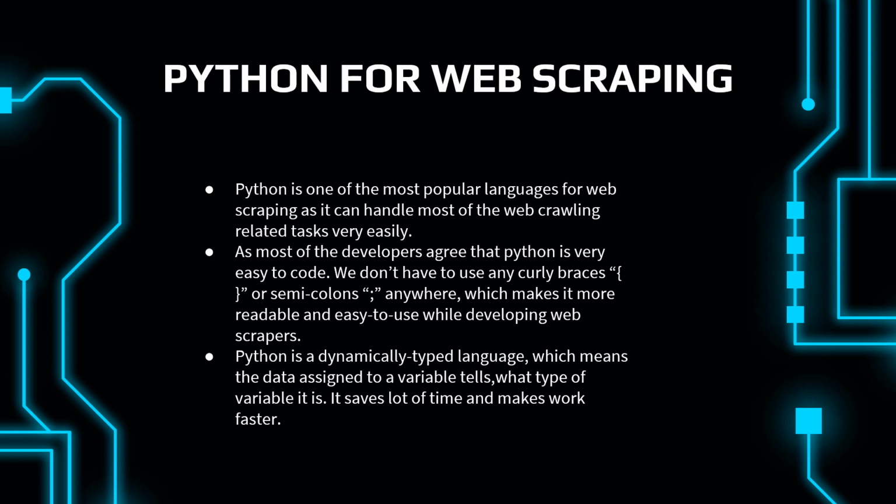We don't have to use any curly braces or semicolons anywhere, which makes it more readable and easy to use while developing web scrapers. Python is a dynamically typed language, which means the data assigned to a variable tells what type of variable it is. It saves a lot of time and makes work faster.